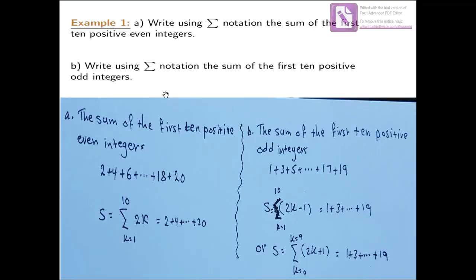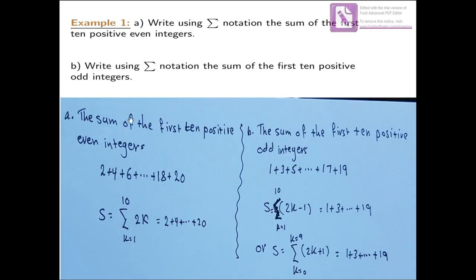Here we have an example. Write using sigma notation the sum of the first 10 positive even integers. And then write using sigma notation the sum of the first 10 positive odd integers. So for part A, we need to write the sum of the first 10 positive even integers.